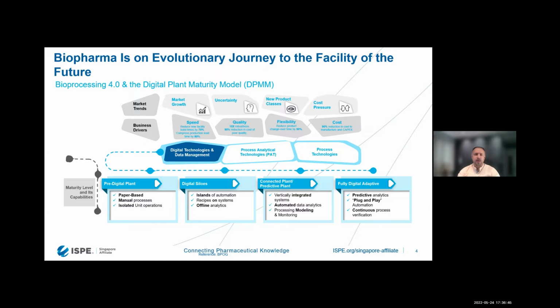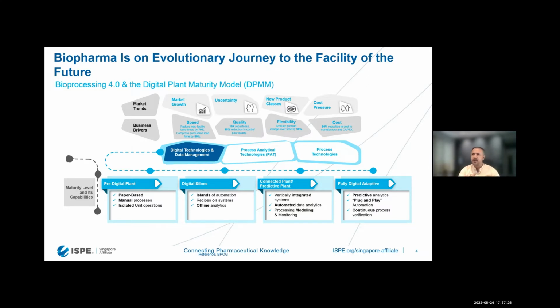BPOG, the BioPhorum group, has come up with 5 different classes of digital plant maturity. One is the pre-digital plant, which is mostly paper-based with manual operations and isolated unit operations. The next is the digital silos, which I think many of our biomanufacturers and users are in today. They operate with certain islands of automation, put the recipes on the systems, and do some offline analytics.